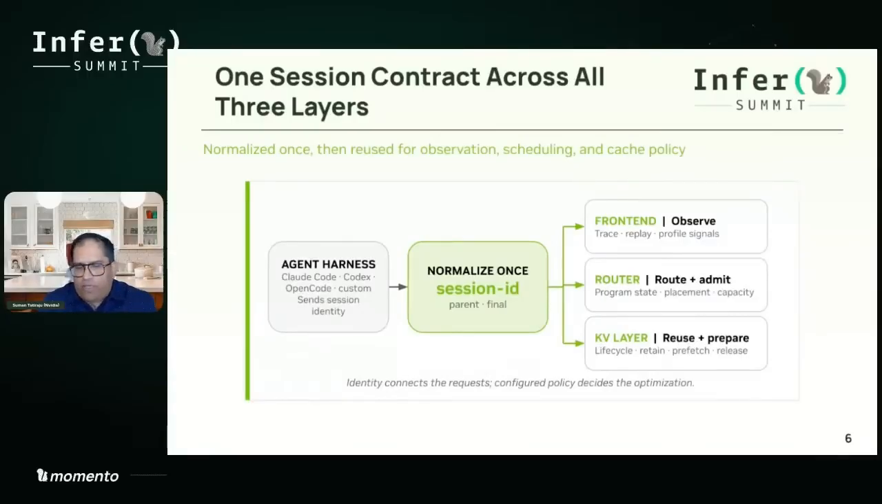The same thing goes for KV cache layers. How do you reuse and prepare the existing KV cache blocks based on session IDs? And this kind of joins the whole picture: we needed a single identity to establish the different trajectories and runs for a particular agent task.